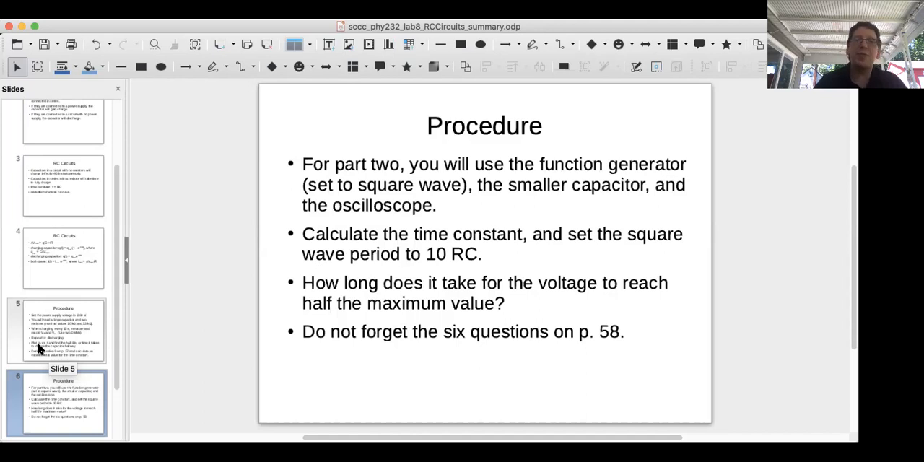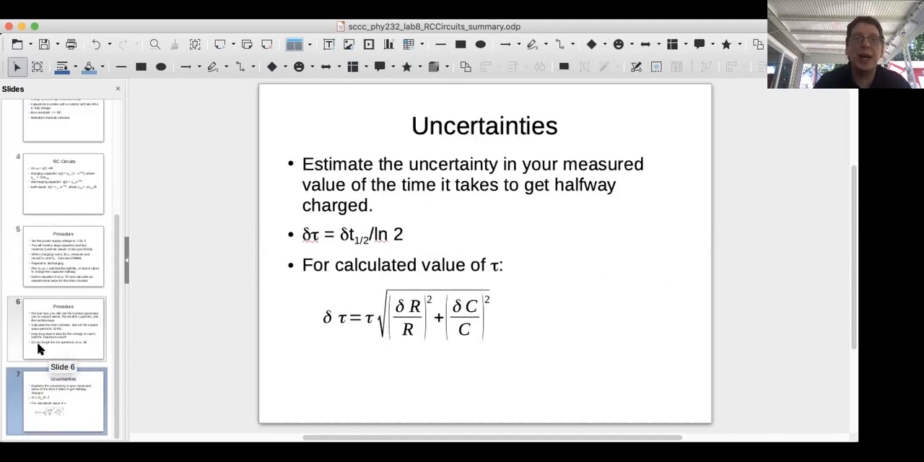And again, go through the process you went through in the first part of using that to figure a value of the time constant, and compare it to the product of R times C. And so don't forget the 6 questions on page 58 as well.